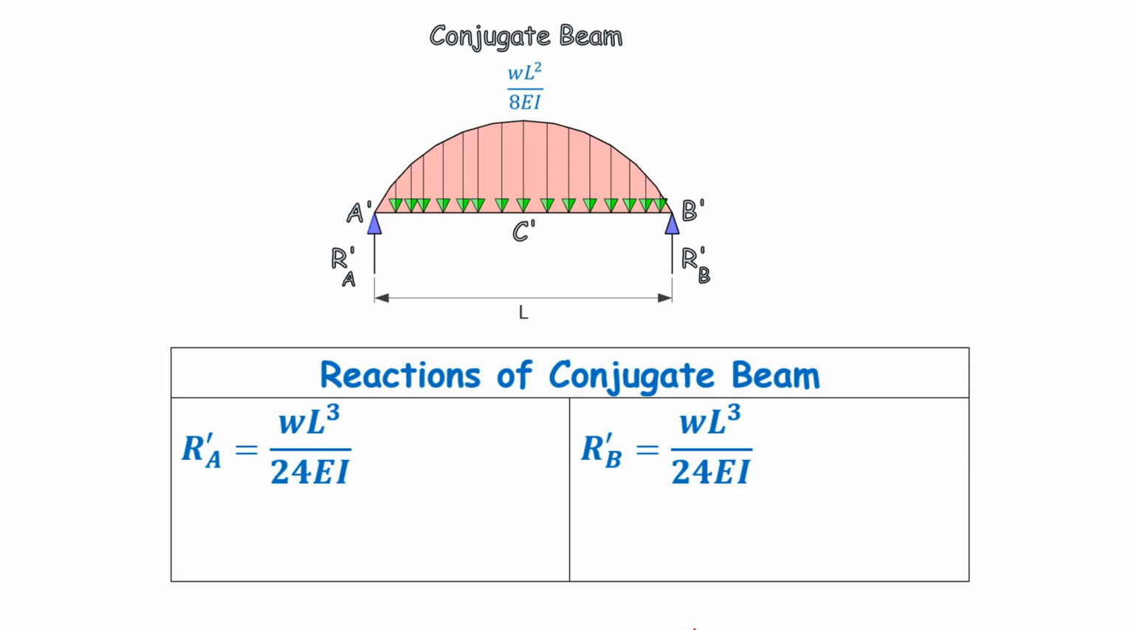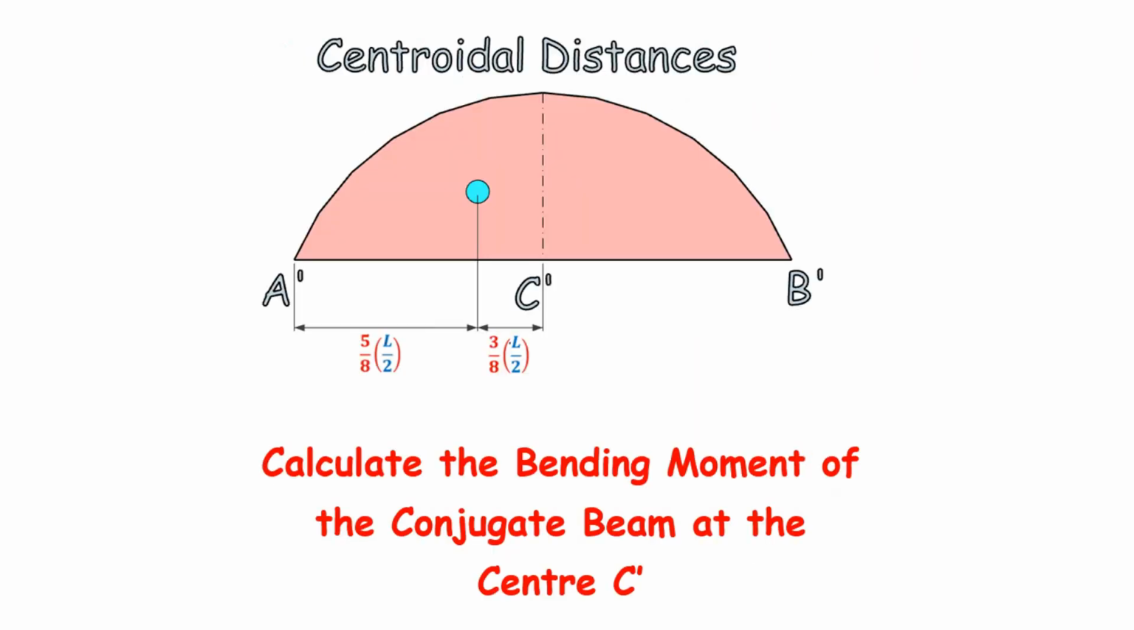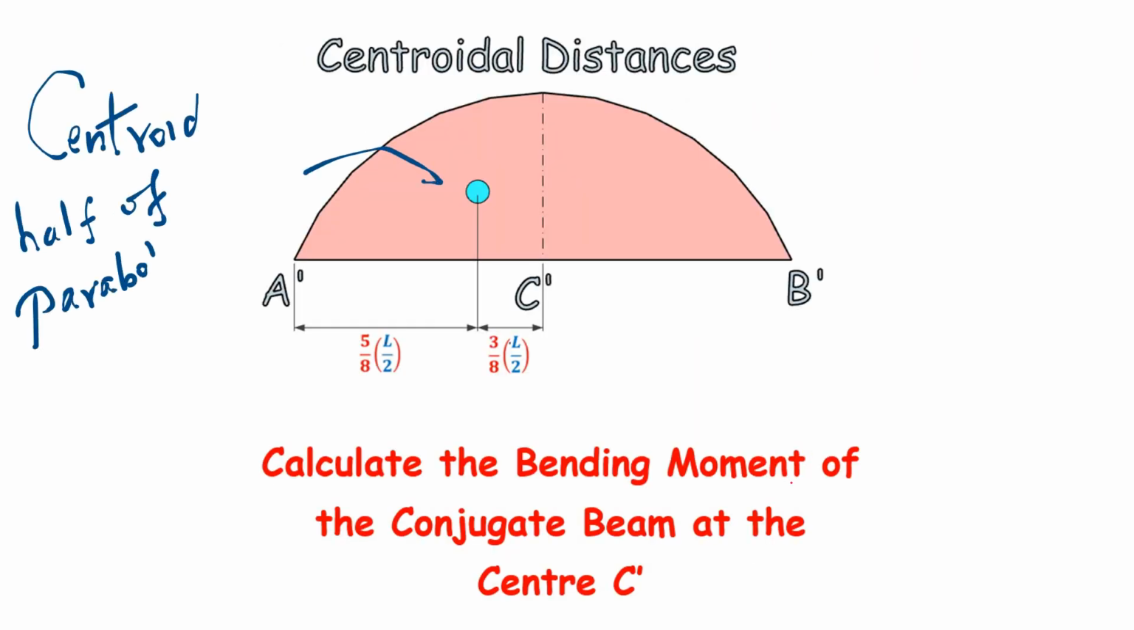Proceeding further, here I have solved the reactions of the conjugate beam. I've got RA dash equal to WL cube by 24EI and RB dash equal to WL cube by 24EI. Now we are left with only one thing, which is the moment at the point C dash. If you know the reaction, you can easily calculate the moment at the center. Now we will calculate the bending moment at the center for this conjugate beam. As you see here, WL cube by 24EI and WL cube by 24EI are the reactions of the conjugate beam.